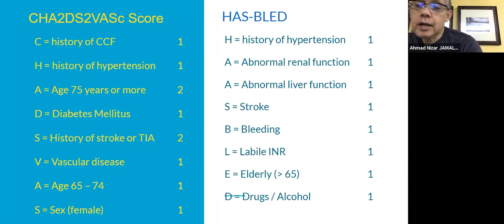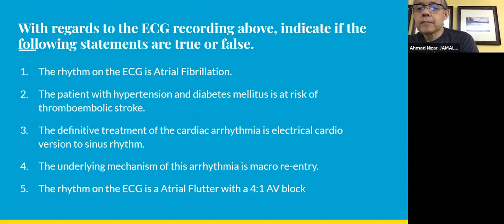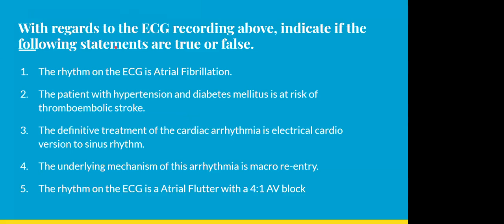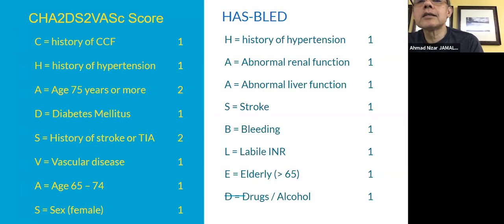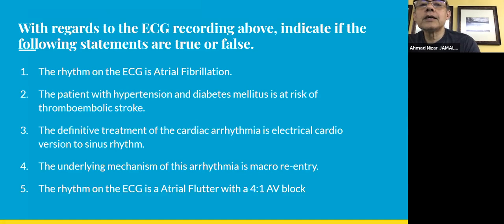In this patient, I mentioned that this is a lady. She already has 1 risk factor for being female, and she has 3 risk factors now with hypertension and diabetes mellitus. So if you look at that, the score is 3. She should be on anticoagulation. So that is true.